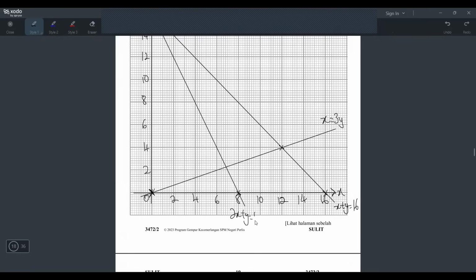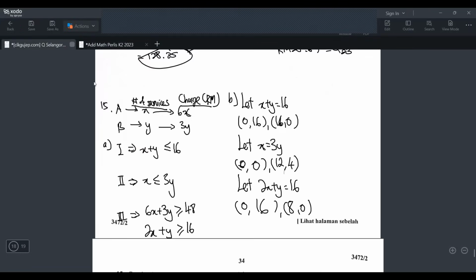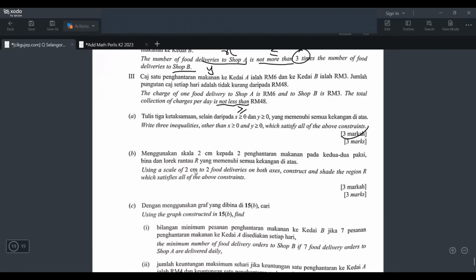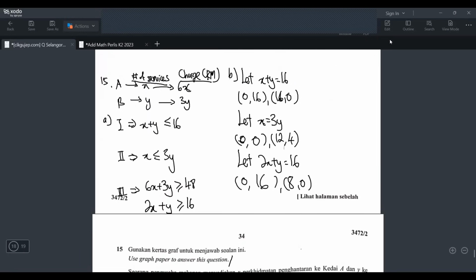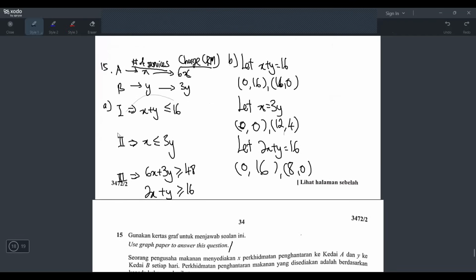Okay, and don't forget, mesti the soalan will ask you to shade the region. Mesti one, okay? So if you look at the soalan, tengok, using a scale 2 cm to 2 units, construct and shade the region R. You see, mesti dia akan suruh shade one. So when we shade, we have to refer where? We have to refer to this, okay, the inequality. We have to look at the bigger, smaller one, right?